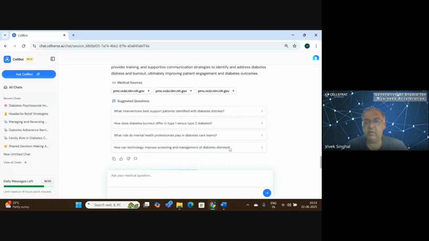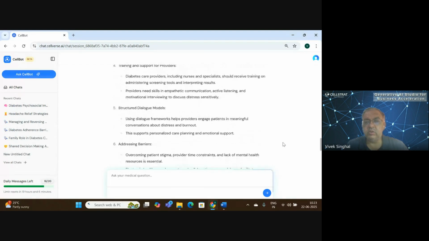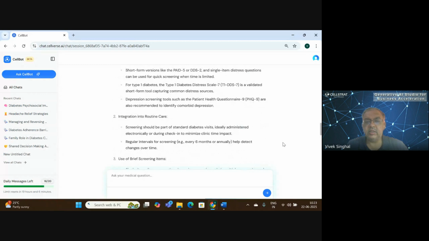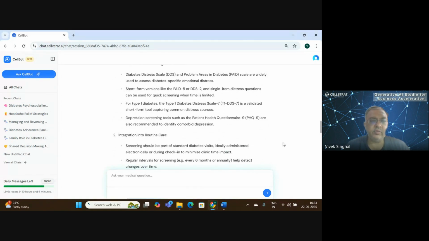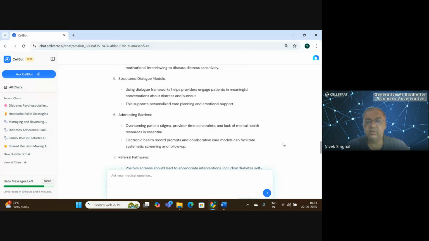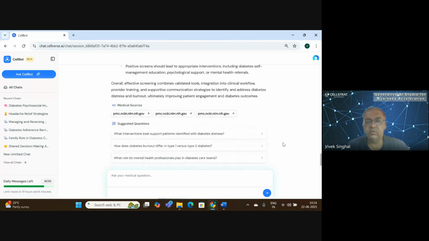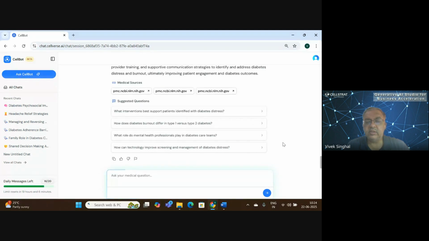Okay. Certainly I use this tool not only as an entrepreneur running this company CellStrat and owning this product CellBot, I also use it for personal healthcare advice, right? So for me and my family, I use it almost on a daily basis nowadays for personal healthcare advice. So you can see it does pretty well, right?